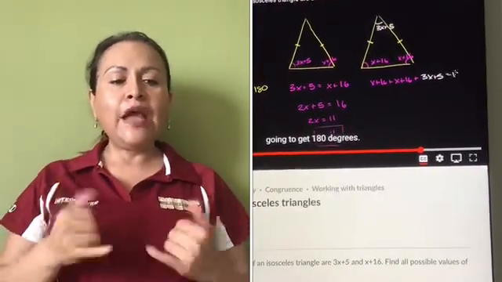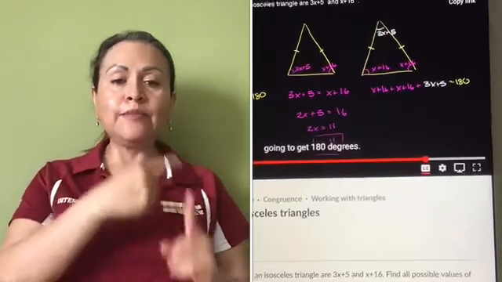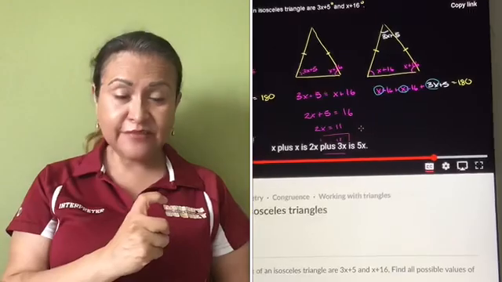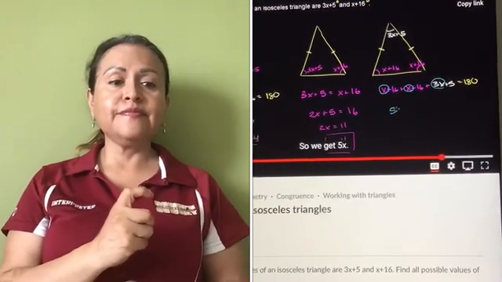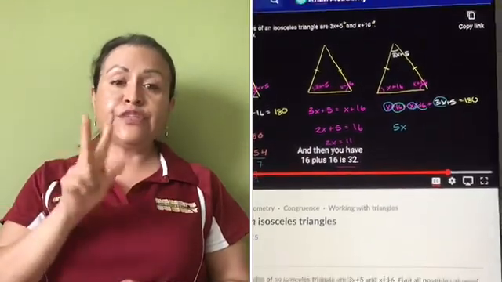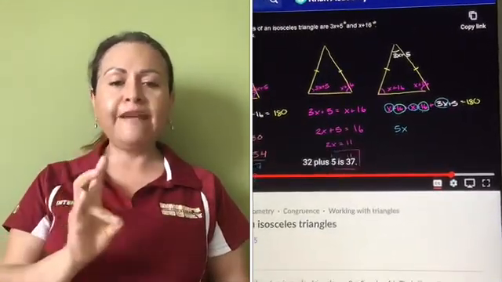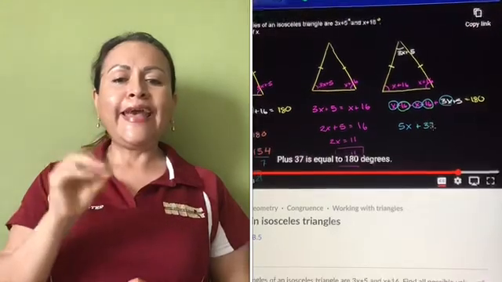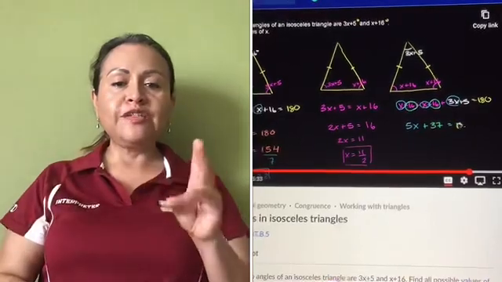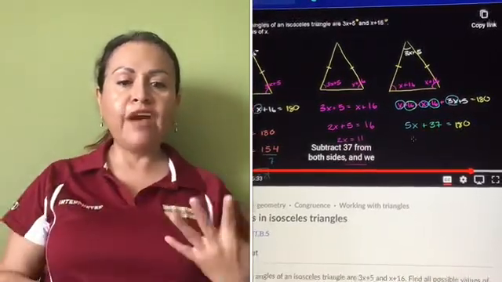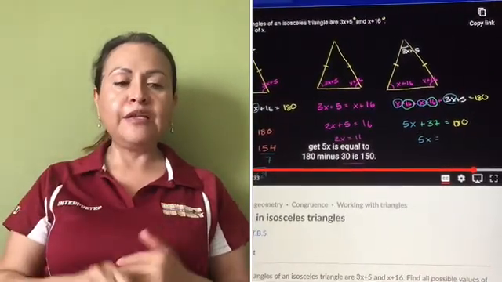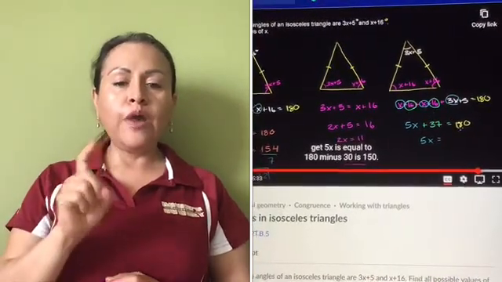Now let's add up all the x terms. x plus x is 2x plus 3x is 5x. So we get 5x, and then you have 16 plus 16 is 32. 32 plus 5 is 37. Plus 37 is equal to 180 degrees. Subtract 37 from both sides, and we get 5x is equal to 180 minus 37, which gives us 143, so it's not going to divide nicely.